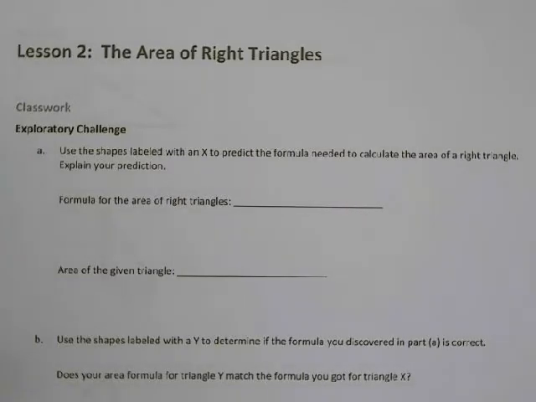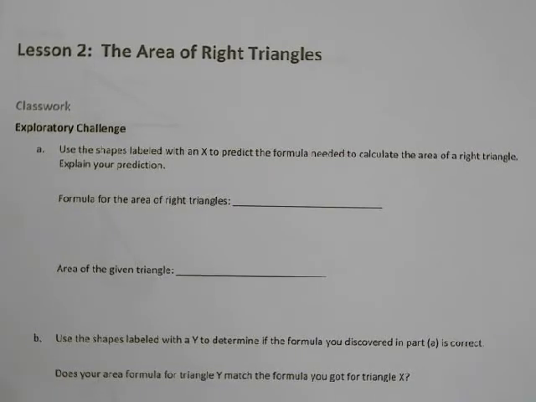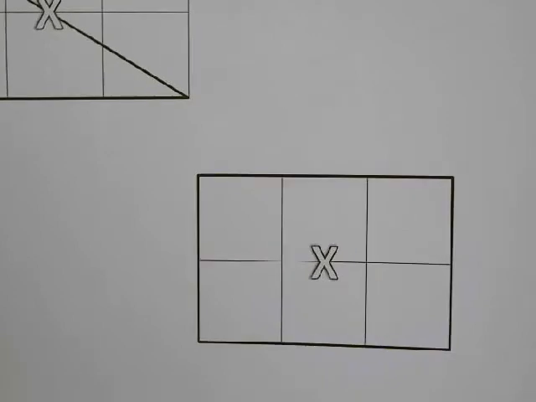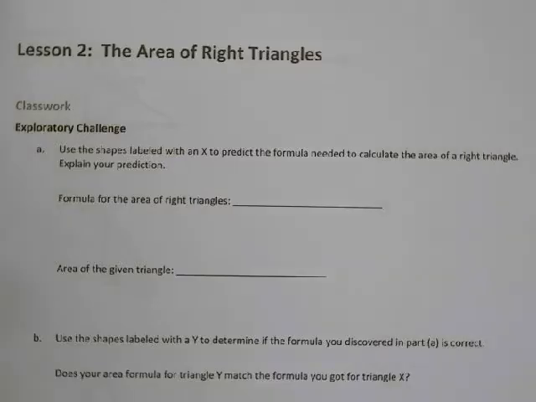Today's lesson is Module 5, Lesson 2, the area of right triangles. And in today's lesson, we're going to start off with an exploratory challenge. You're going to need this handout that has some boxes with X on it. It says, use the shapes labeled with X to predict the formula needed to calculate the area of the right triangle. Explain your prediction.